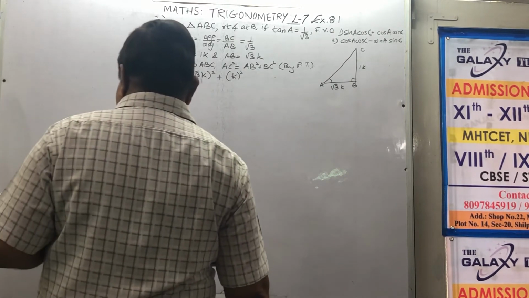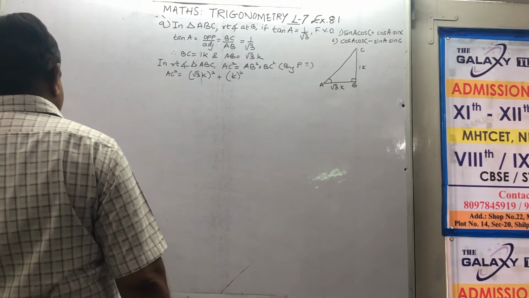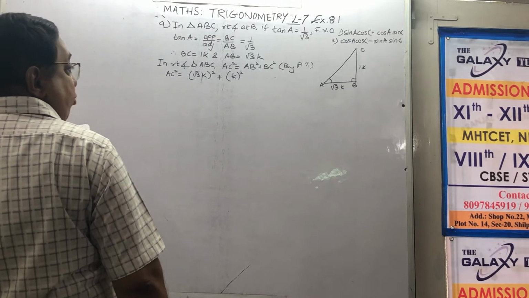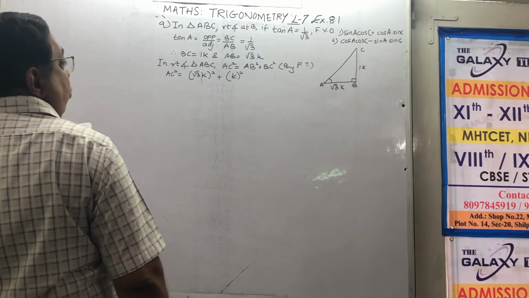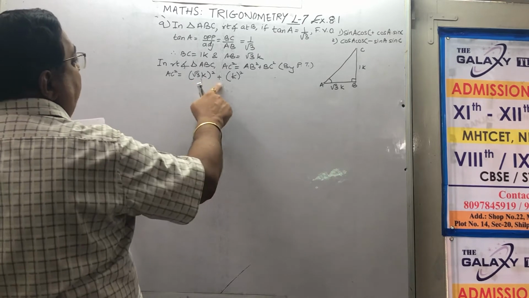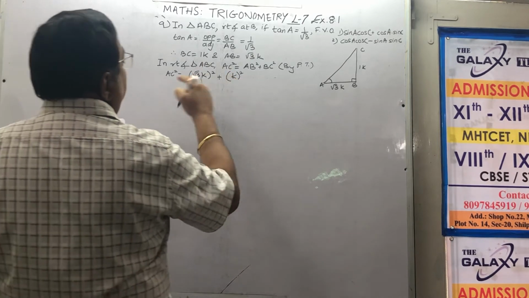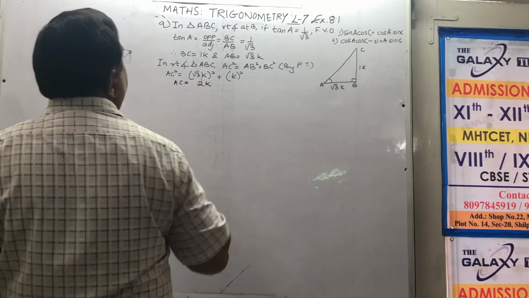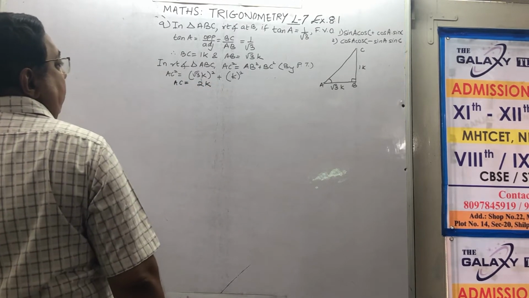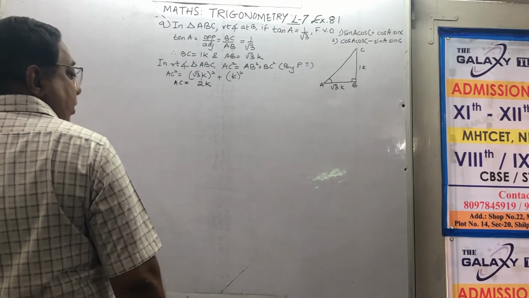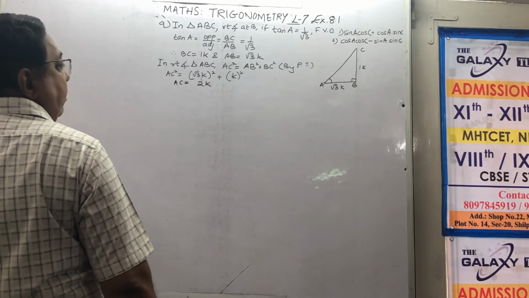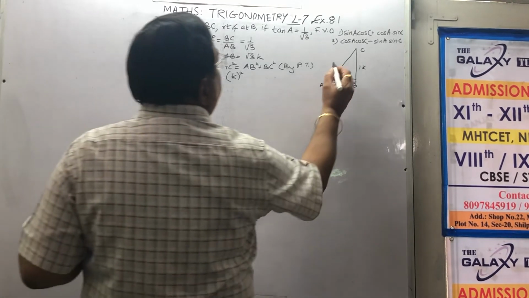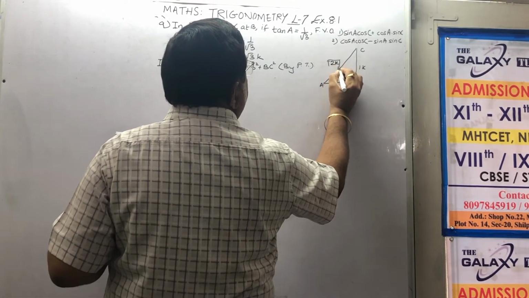Do not get confused, just like your 9th standard. Root 3 square is 3, so 3K square plus 1K square is 4K square, and AC I now know is equal to 2K. If you still find it difficult, please revise that, or contact us and we will remove your difficulty. So we have got AC as 2K. Good. So I have found out the third side.